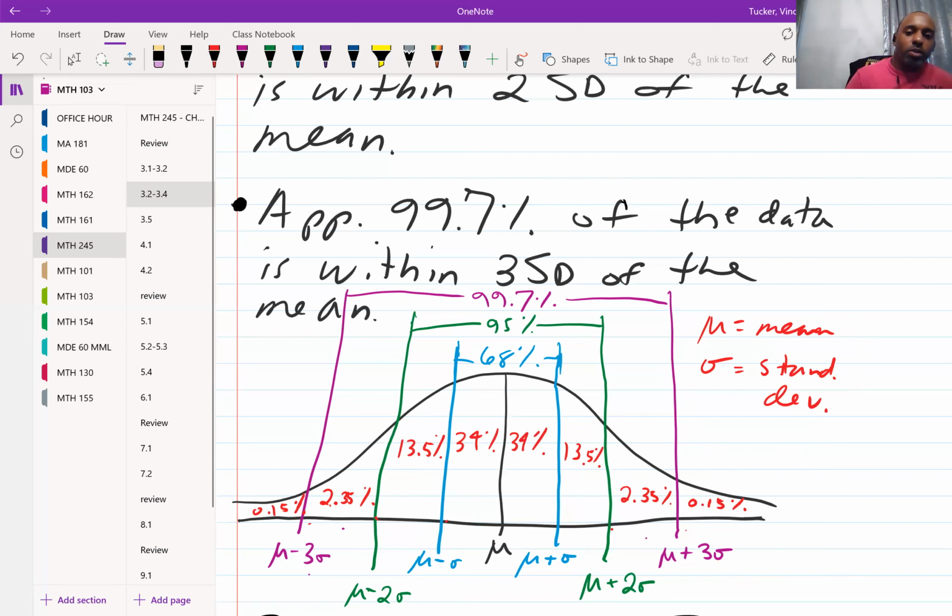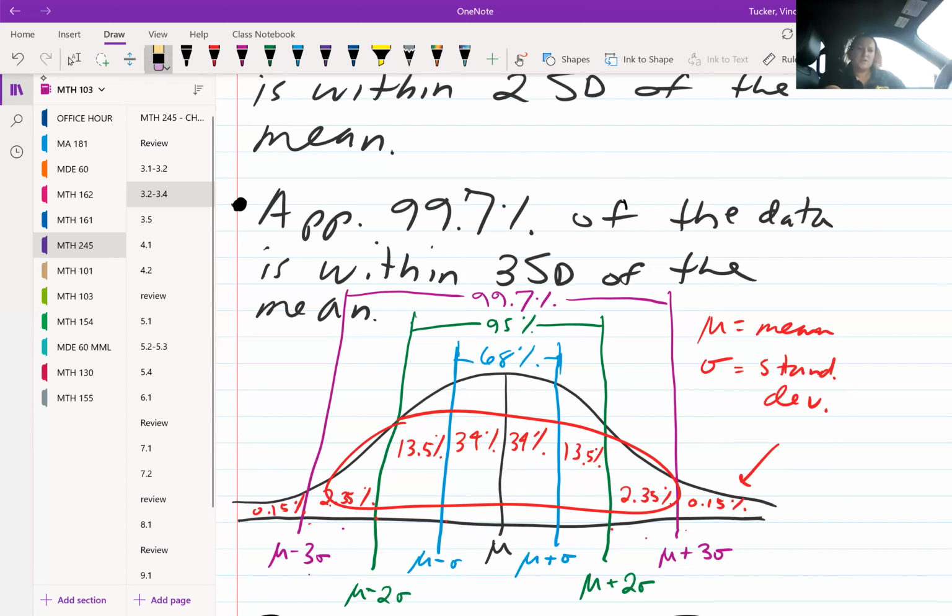And then if you were to go one more out, adding and subtracting, and you add up all of these percentages, that gives you 99.7. And then what's left here on the tails is just 0.3, which gives you 100%.